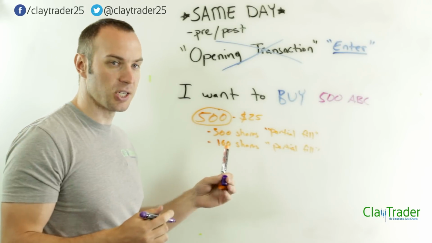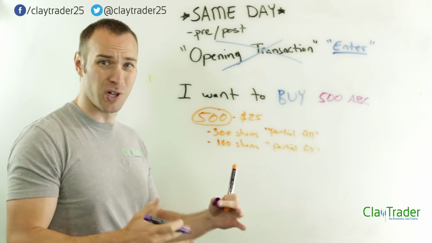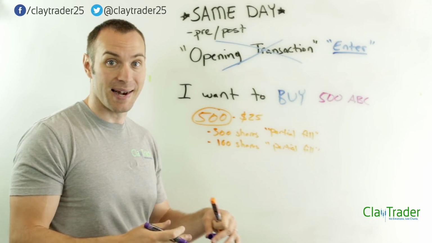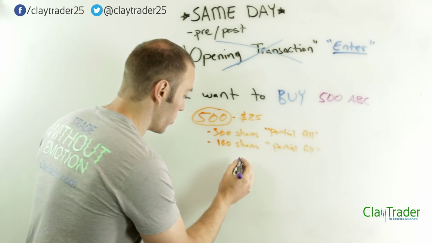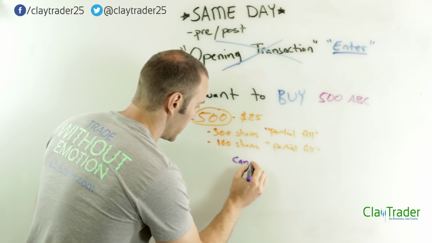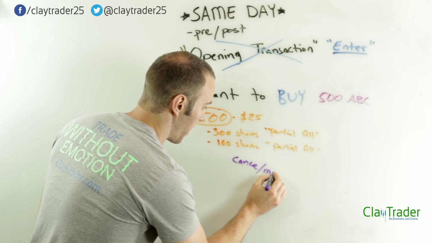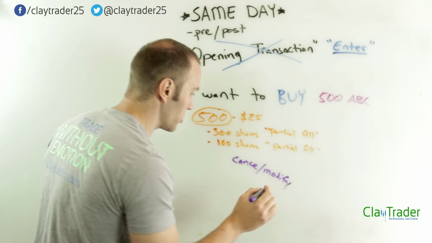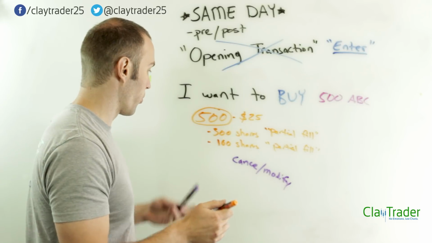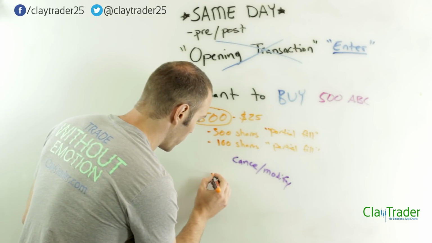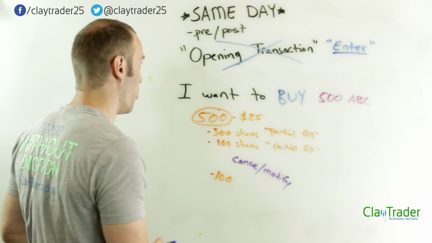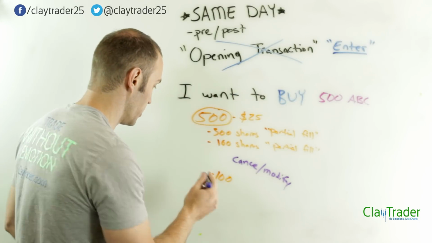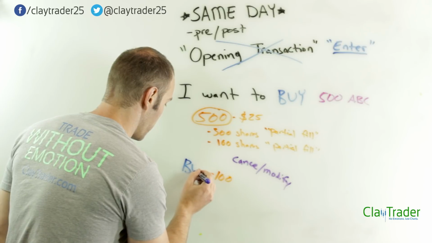Because if something changes, and let's just say the price starts to move and you really want in, I want ABC, and not only do I want ABC, I want all 500 shares. So if you then go and either cancel, some brokers might call it modify. So if you go to cancel or modify your order in order to get the final 100 shares, guess what you just did? You just created a whole new transaction. So this would be a whole new buy order right here, right?